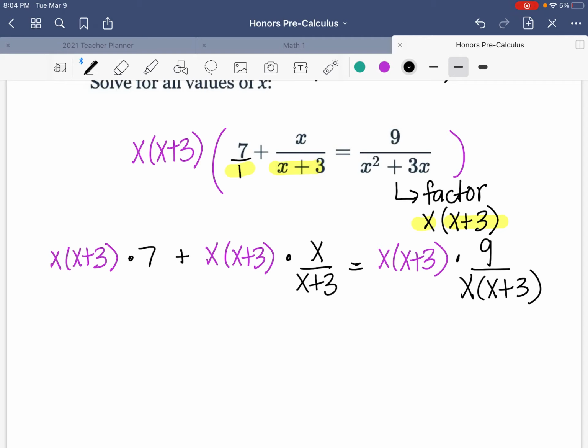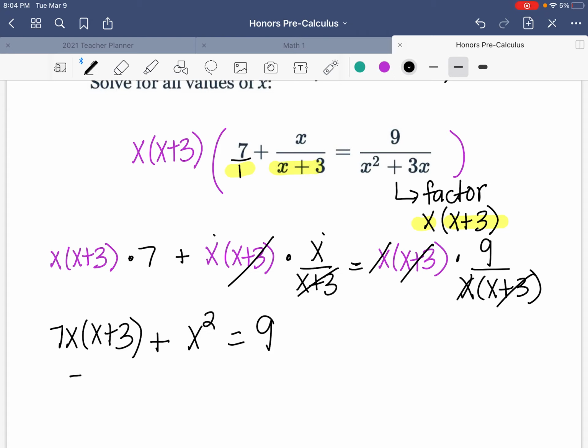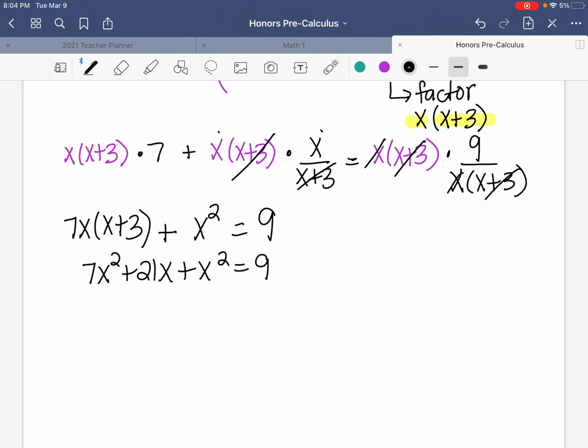So the first term doesn't have anything to cancel. The second term I can cancel the x plus 3's, and the last term I can cancel the x and the x plus 3's. So we have 7x times x plus 3, because I'm going to go ahead and multiply that together. Then I have x squared, because I only have an x and an x left, equals 9. So I have 7x squared plus 21x plus x squared equals 9.